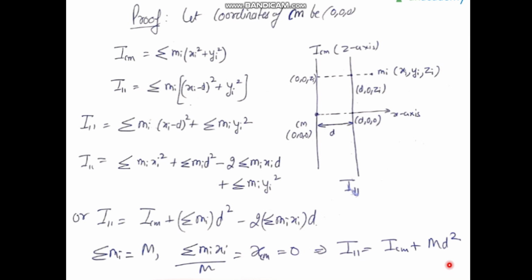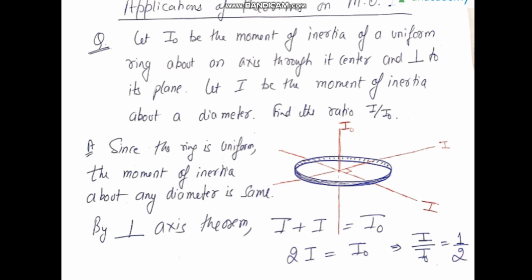So these are the two basic theorems. One is the perpendicular axis theorem, the other is the parallel axis theorem. Now we will be using these two theorems in different cases. So I will illustrate one example based on this. Just a simple example.